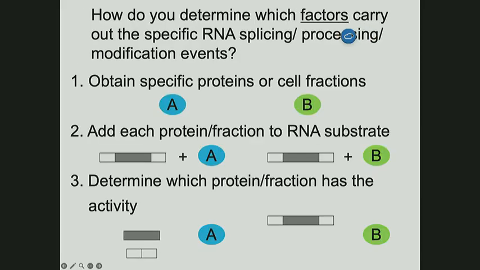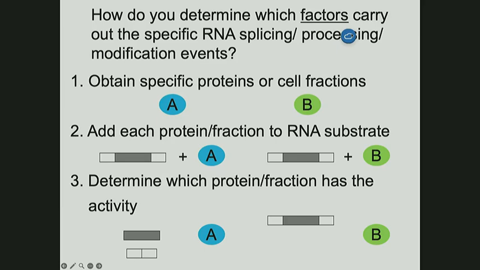Well, in general, what you can do is you get your candidate proteins, or maybe you want to just test nuclear extract versus cytoplasmic extract first. So you have what you want to test. And then you make the substrate. In this case, it would be this RNA. You can make this RNA in vitro that has a spacer sequence.